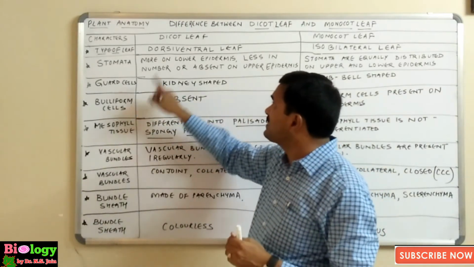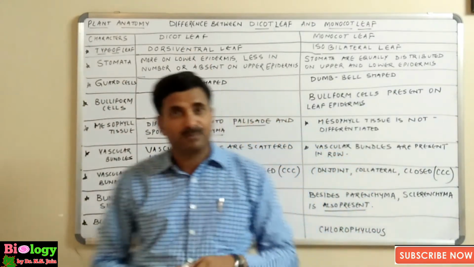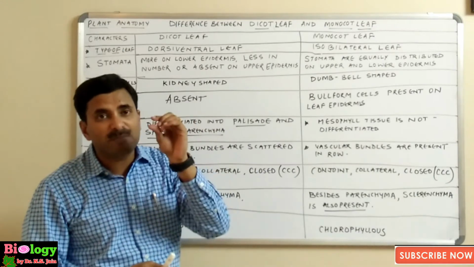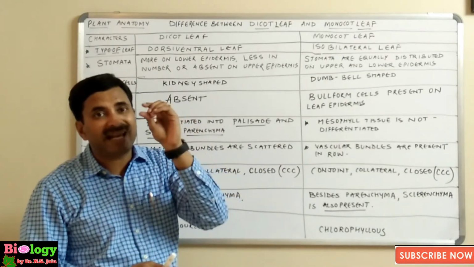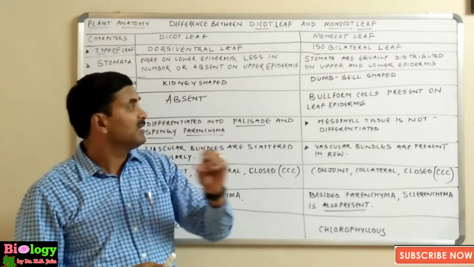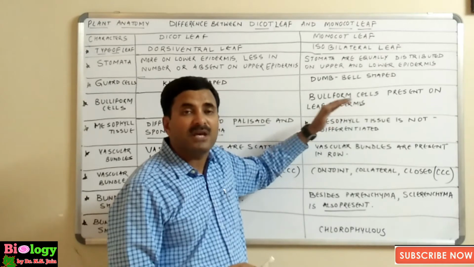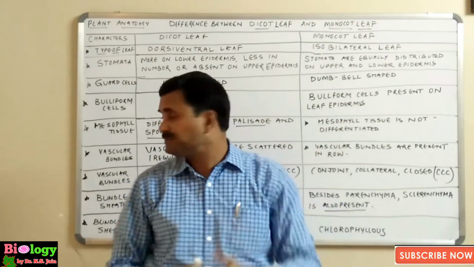So the bulliform cells or the motor cells are absent in the dicot leaf, but especially in the case of the monocot leaf, if you view the upper epidermis, there are little larger cells present, and these cells are called the bulliform cells, which are important for the rolling and the unrolling of the leaves.